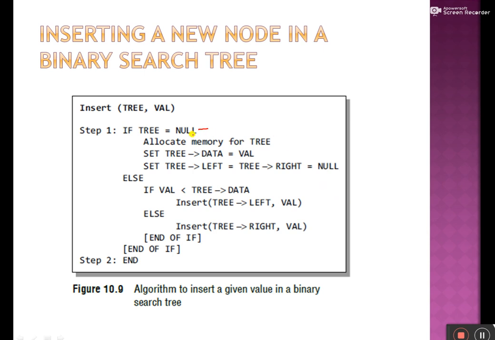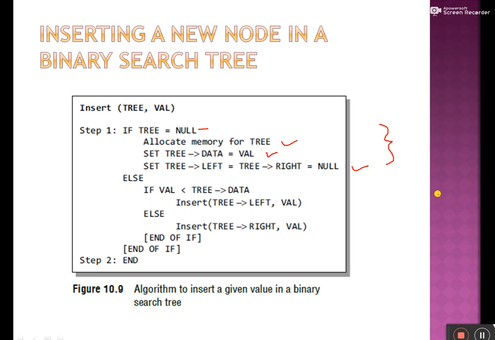Here, if it is null, we are going to allocate memory for a node. We are going to assign a value to the data part of the node, and we are going to assign null to the left and right pointer of the node. This is the common step which we follow while creating a binary tree or binary search tree. We first allocate memory to the node, then we assign a value, then we assign null to the left and right pointer.